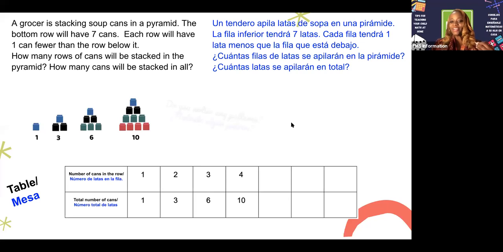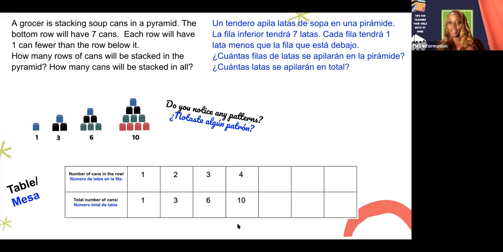Do you notice any patterns? That's my question. Do you see any patterns here? Now, don't look at the pyramid. Look at the numbers in the table. Do you see any patterns in this table? Any patterns? Somebody says see. Yes. Tell me what patterns you see.